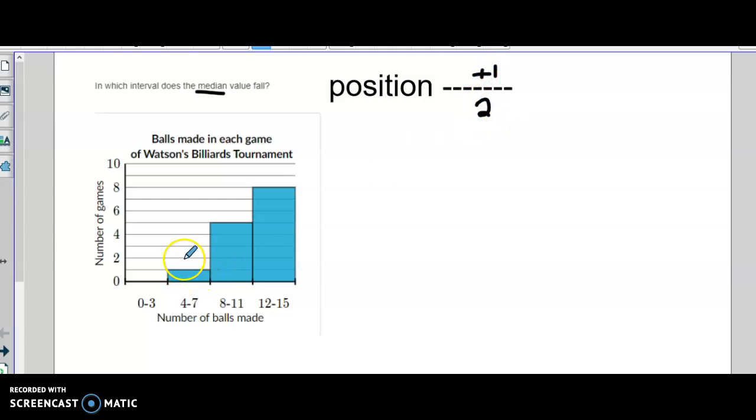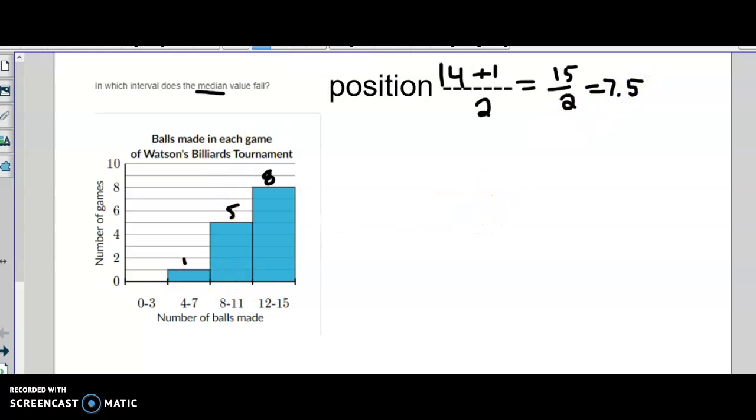Okay, so we'd have to count up how many we have. 1, 2, this is 5, and this is 8. So 1 plus 5 plus 8 would be 14. So it would be 14 plus 1 divided by 2, or 15 divided by 2, which is 7.5. So that's not our answer, but that tells us the position of our answer.